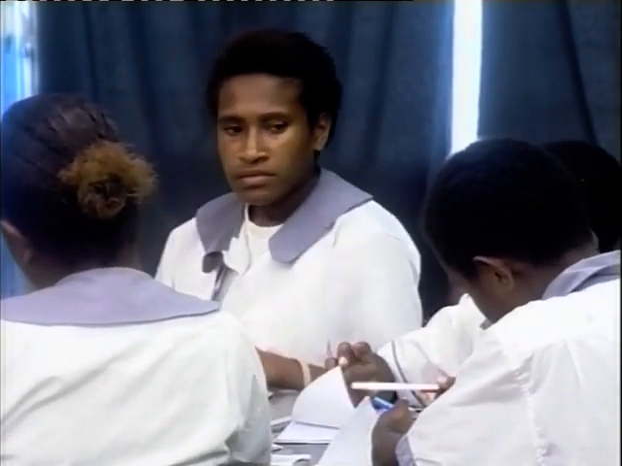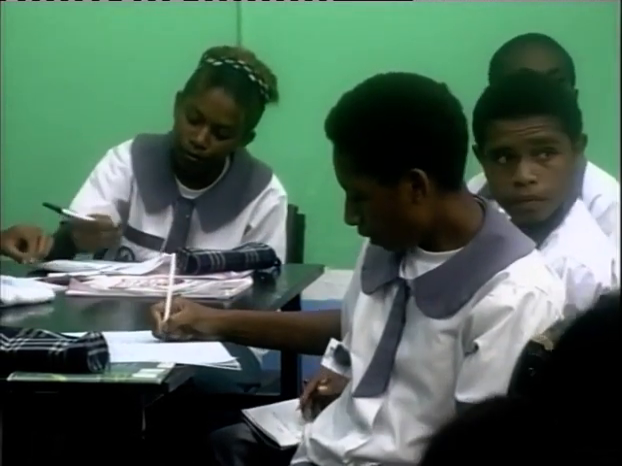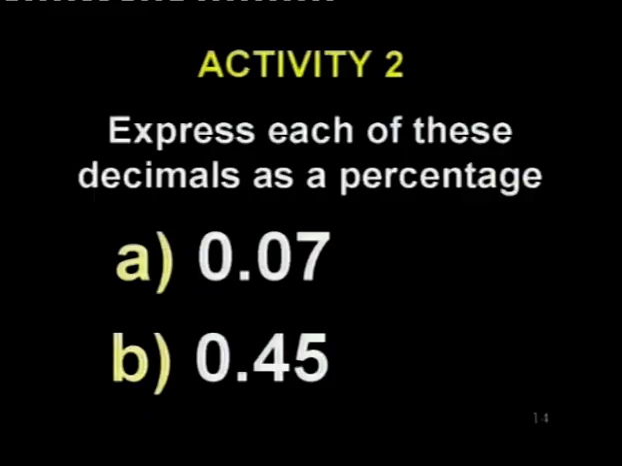Okay, I think most of us have finished. I would like you to go on with activity number 2. Express each of these decimals as a percentage. A, 0.07, B, 0.45.